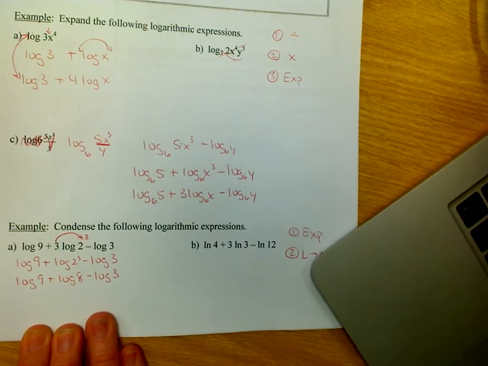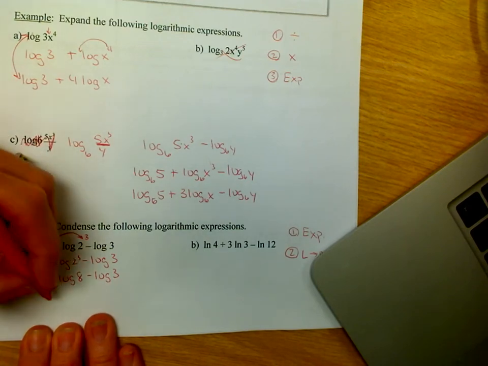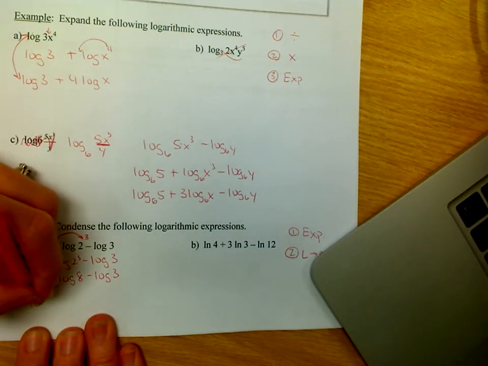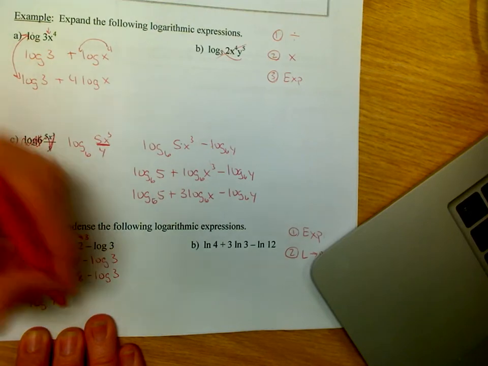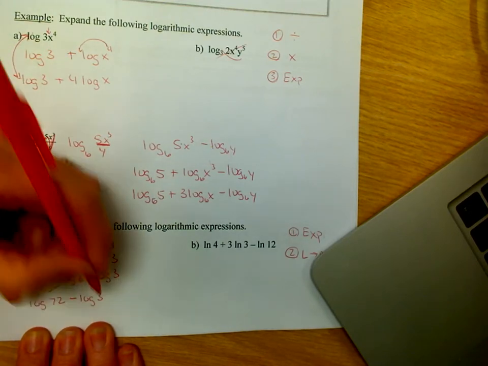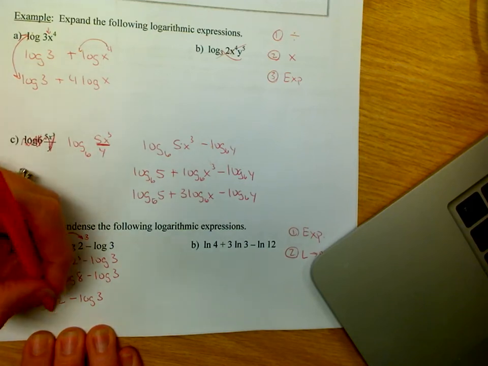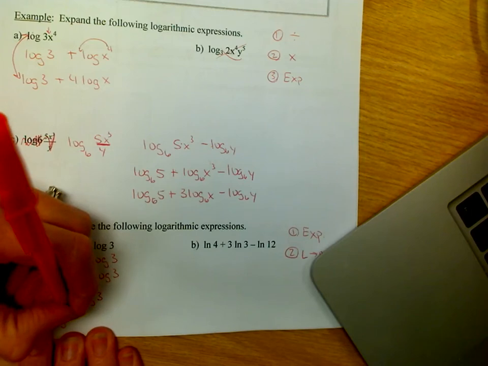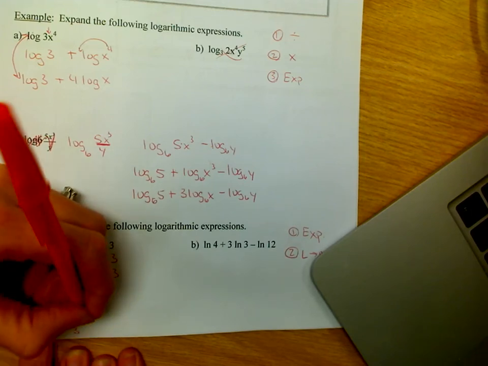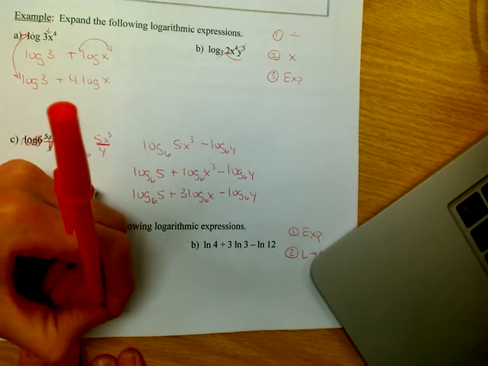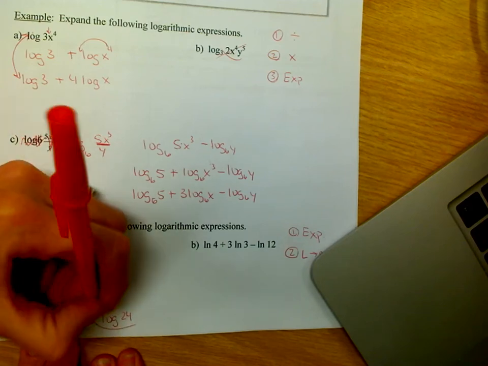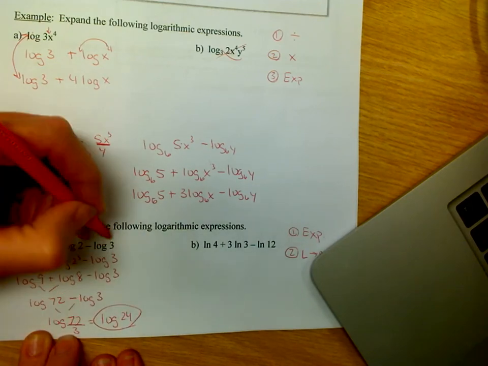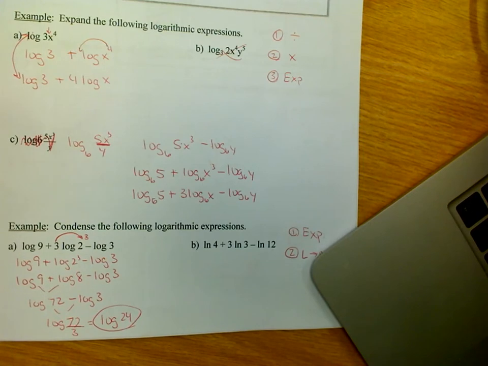Okay? Now moving left to right, I'm just going to combine the terms two at a time. These first two terms are separated by addition, so I will put those back together with multiplication. So that will become log of 72. Now I'm down to two terms. These two terms are separated with subtraction, which means it used to be a division problem. And so I will put those back together with division, and 72 divided by 3 will give me log of 24. That is the condensed version of my original problem.